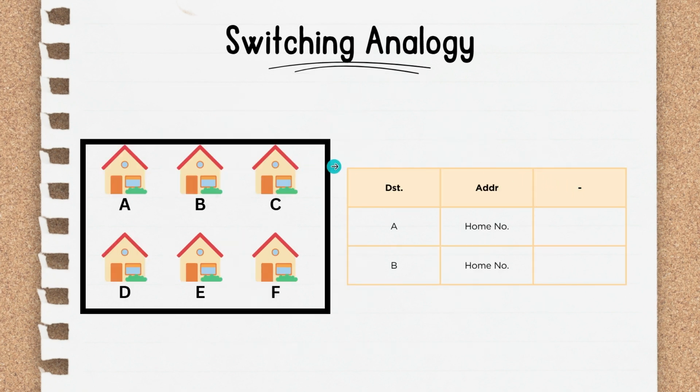For that, each house will prepare one table, and inside that table there will be fields. Destination would be where you want to reach, so there will be a house identification number, let's say A, B, C, and the address will be some home number. Let's say house A is assigned 101, 102, 103, and so on. So each house will keep one table with the destination and the particular home number, and by home number they'll decide that if I want to go to house E, this is the home number for that house.